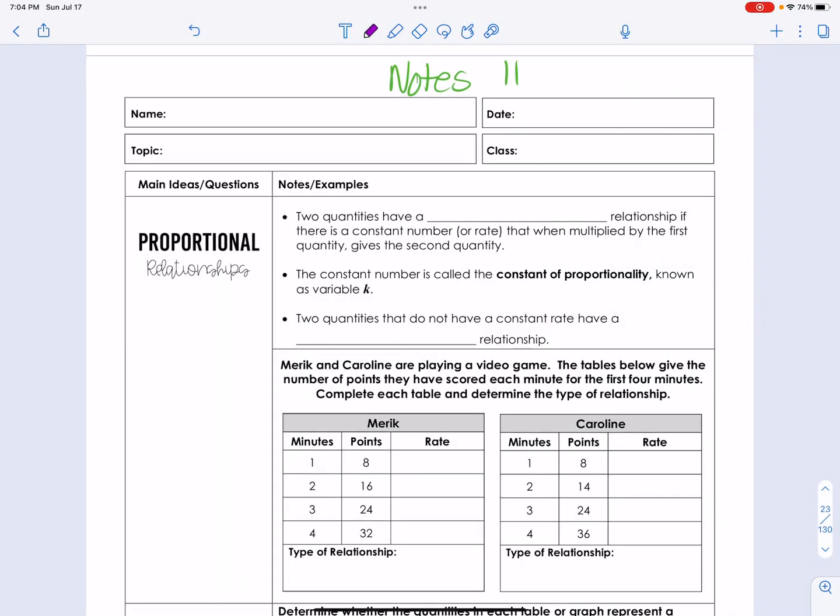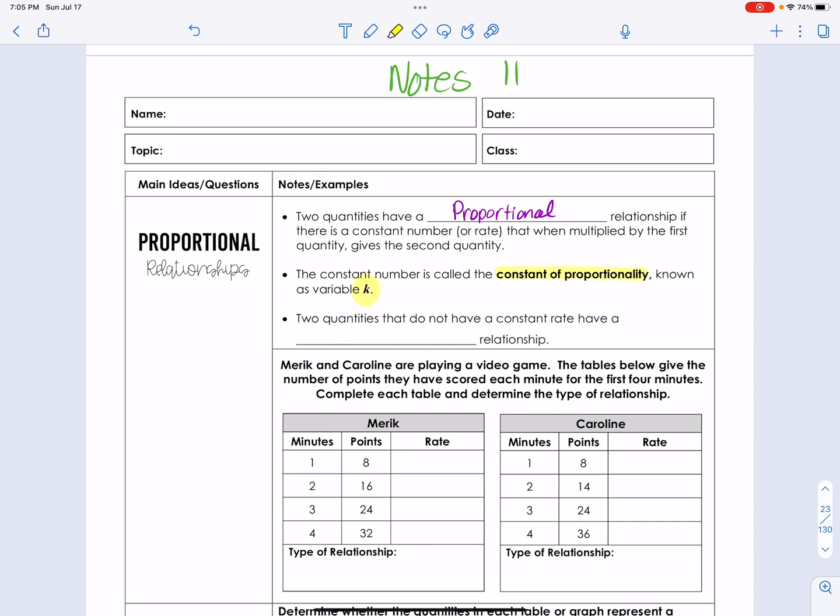So the next section is proportional relationships. You're looking at whether things are proportional. Two quantities have a proportional relationship if there is a constant number or rate that, when multiplied by the first quantity, gives the second quantity. The constant of proportionality is known as the variable k.